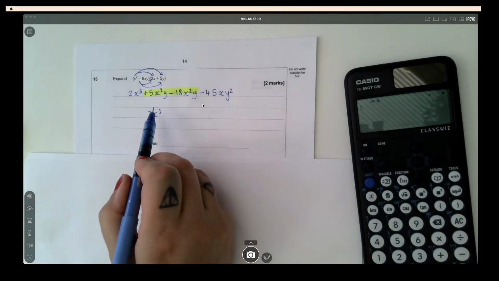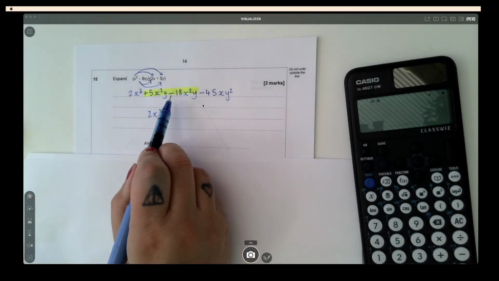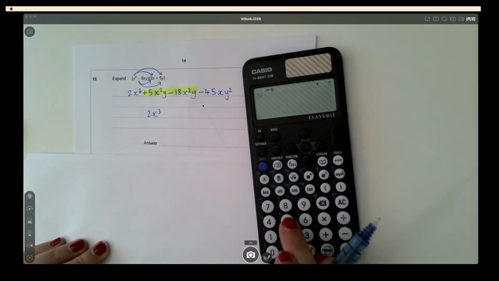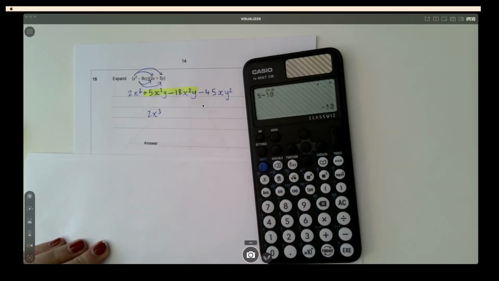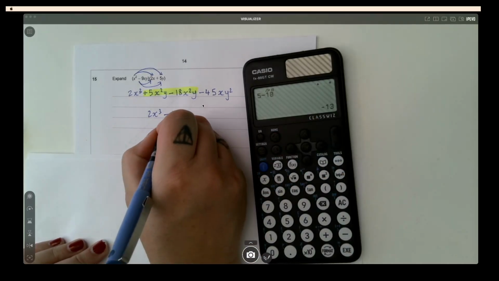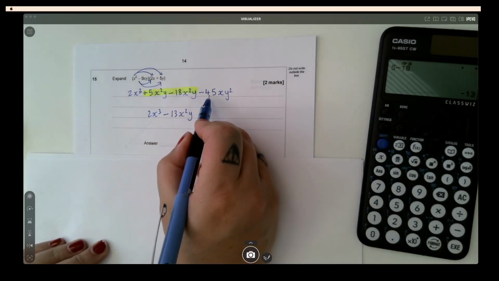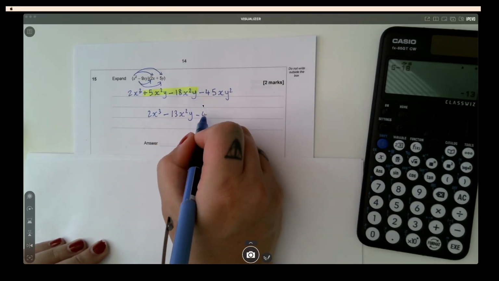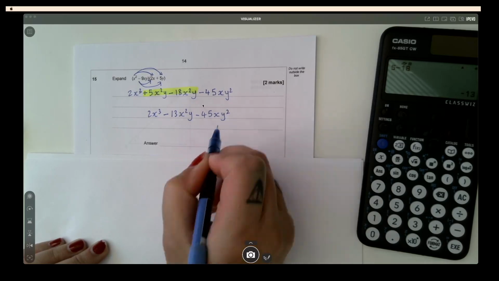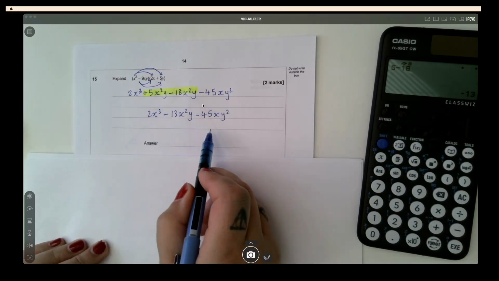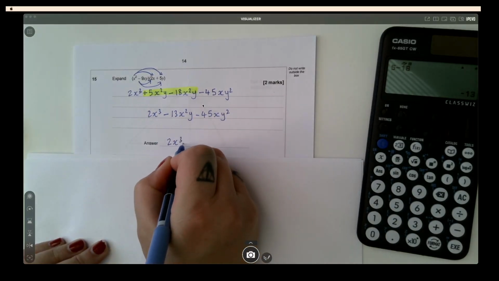So we are starting with positive 5 and subtracting 18. You've got a calculator, so if negative numbers fuzz your brain a little bit, pop it in your calculator. Negative 13x squared y. And then we've still got the negative 45xy squared because there were no other terms to combine it with. Now I'm happy with this, I'm going to pop it on my answer line.